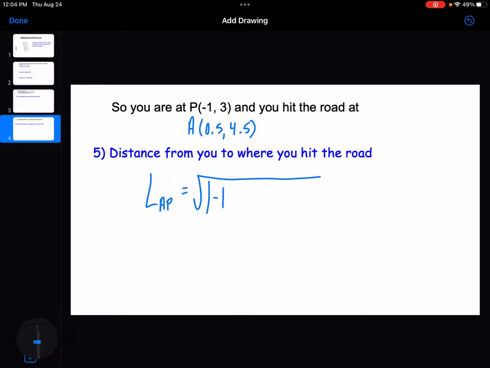So we're going to have -1 minus 0.5, squared, and then plus 3 minus 4.5, squared. I'm going to get my values. So I'm going to get the square root of 1.5, because it's absolute values, -1 minus 0.5 is 1.5. So I'm going to have 1.5 squared plus 1.5 squared.